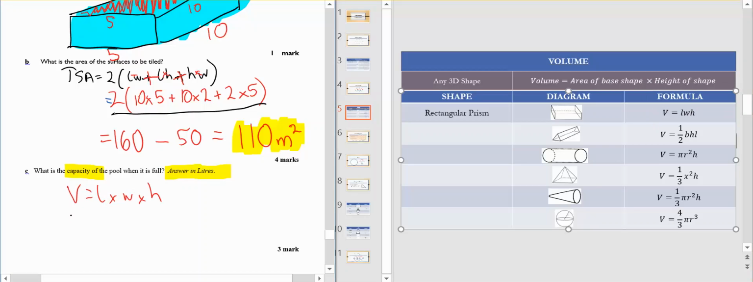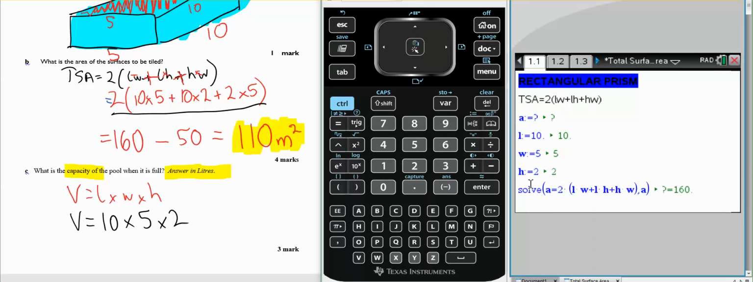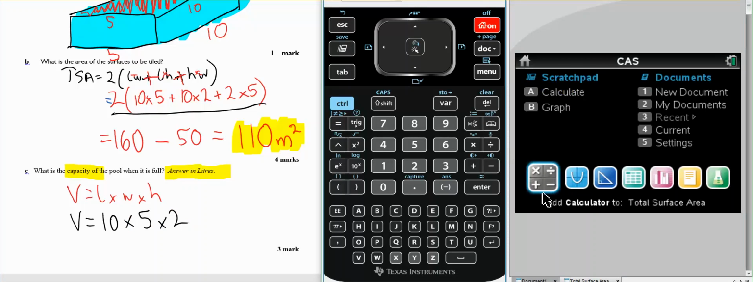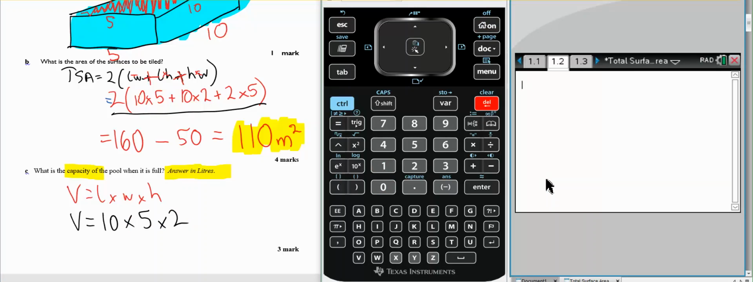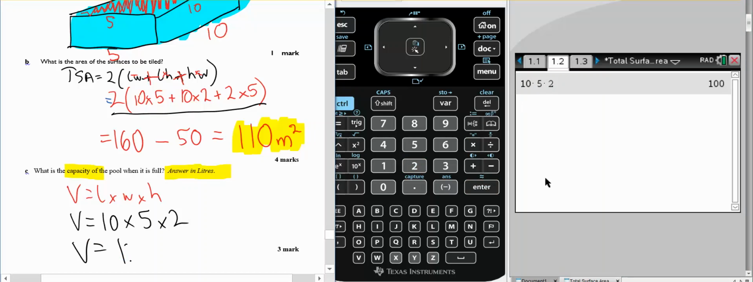If we substitute in what we know, it is 10 times 5 times 2. Let's put that into our calculator really simply. In a calculator page, we'll go 10 times 5 times 2. Obviously, that's going to be 100 metres cubed. The thing here, though, is that we need to answer it in litres.